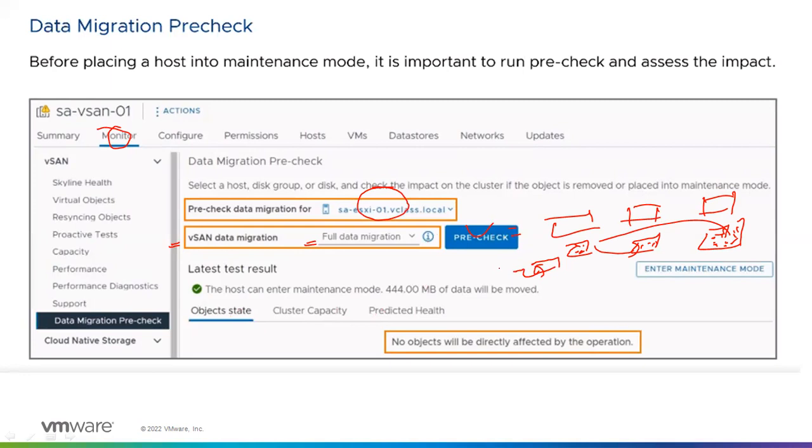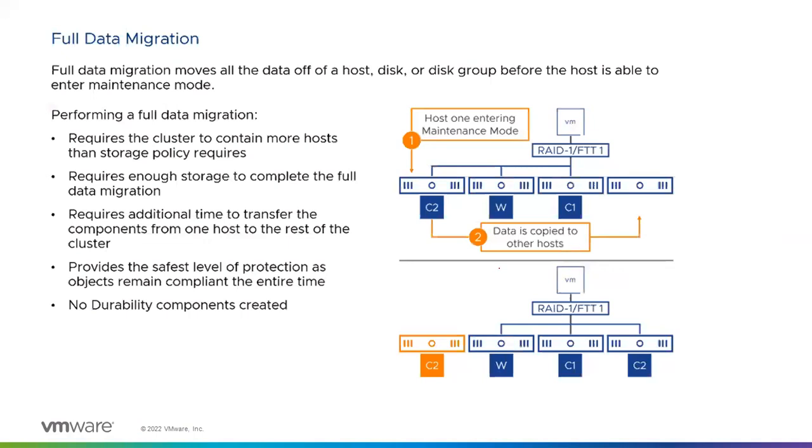And if you see some challenges, errors, or warnings, at that point you have to remediate them first. Then run the pre-check again and start putting your host into maintenance mode.